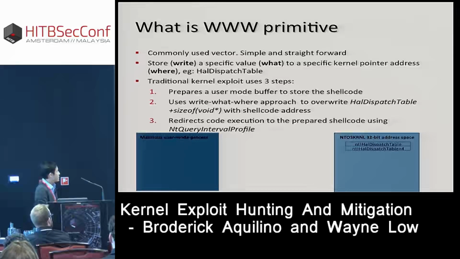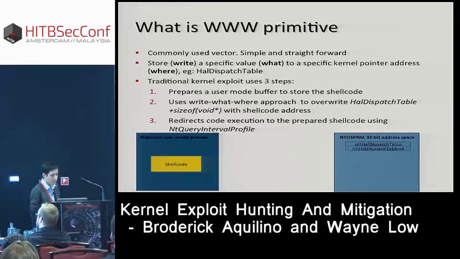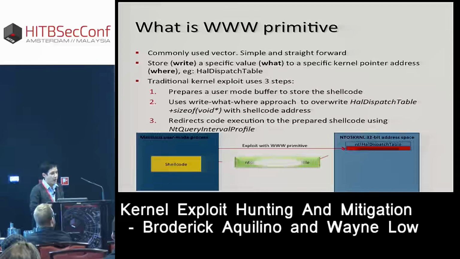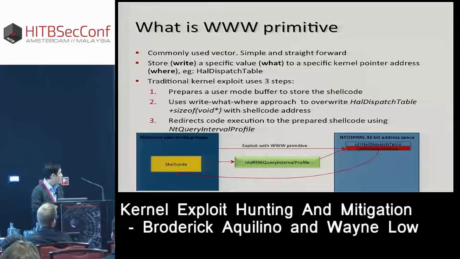And generally, a traditional kernel exploit could be constructed using three simple steps. First, the exploit writer prepares a user mode buffer to store the shellcode. If there is an arbitrary write kernel vulnerability, the exploit writer could use a write-what-where approach to overwrite the HAL dispatch table with the shellcode address obtained in the first step. After that, in order to trigger the shellcode from kernel mode, the exploit writer could call the NtQueryIntervalProfile function to redirect the code execution to the prepared shellcode in the exploit program.